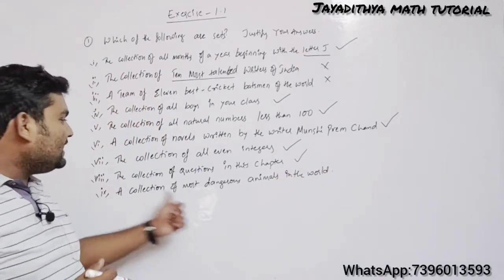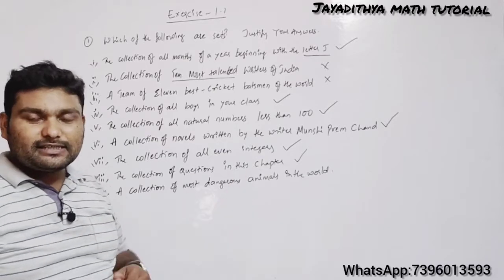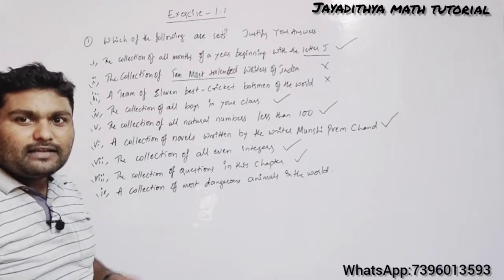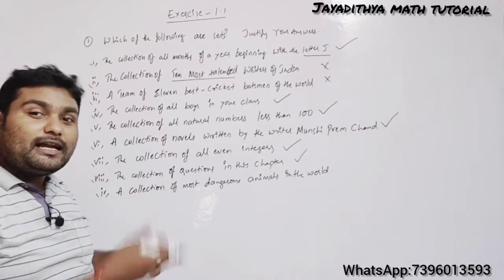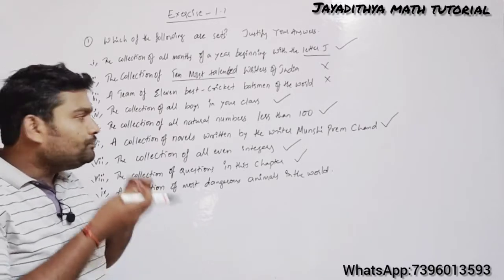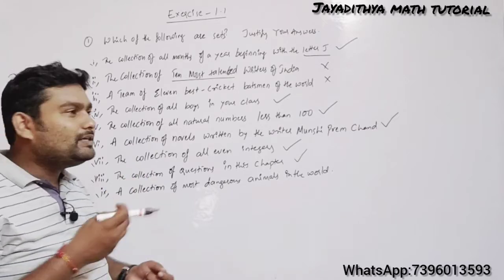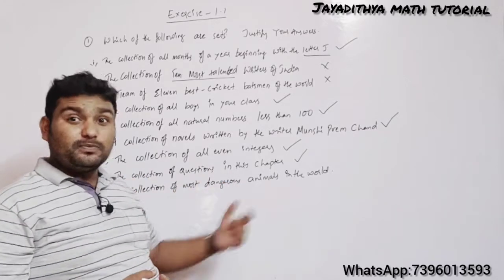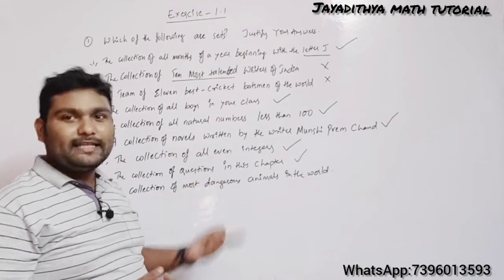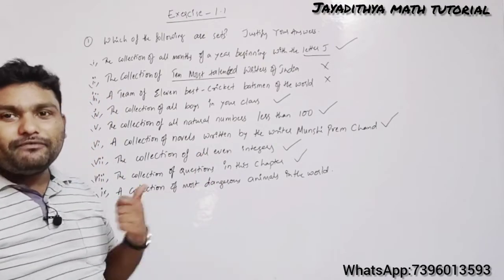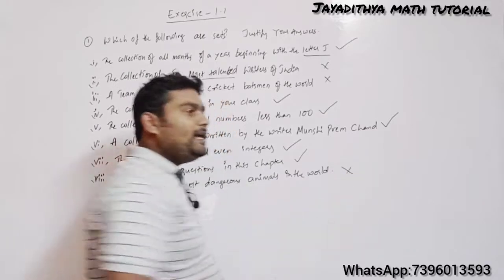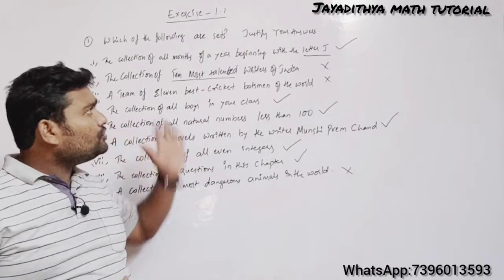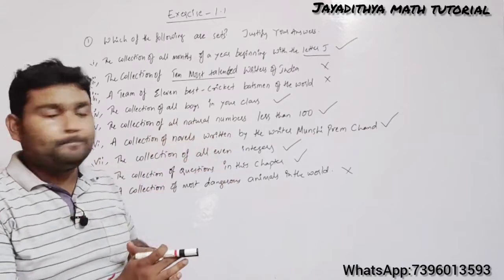The next one, a collection of most dangerous animals in the world. Some may say that the snake is most dangerous, some may say that the tiger is most dangerous, and some others may say that the cat is most dangerous. So there is no particular criterion to decide whether an animal is most dangerous or not in the world. Therefore, it is not a well-defined collection, and it is not a set. So simply, you should understand that answers should be specific here.